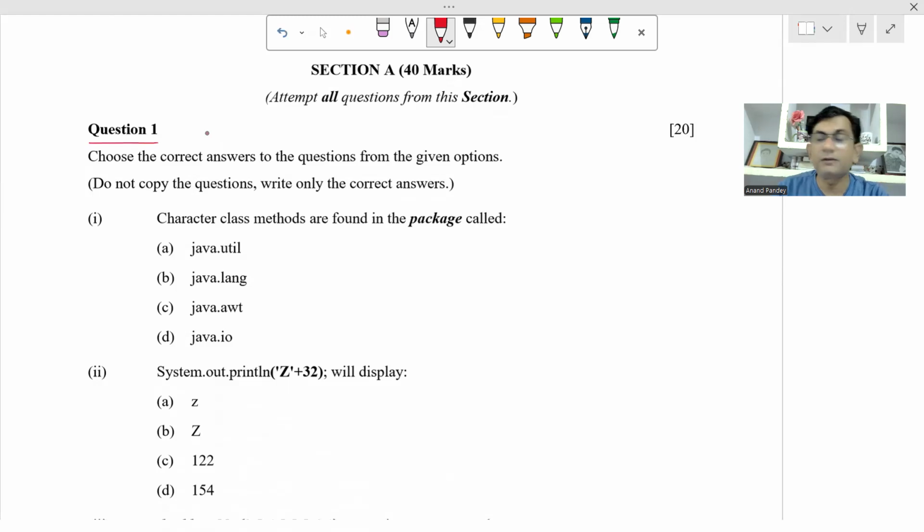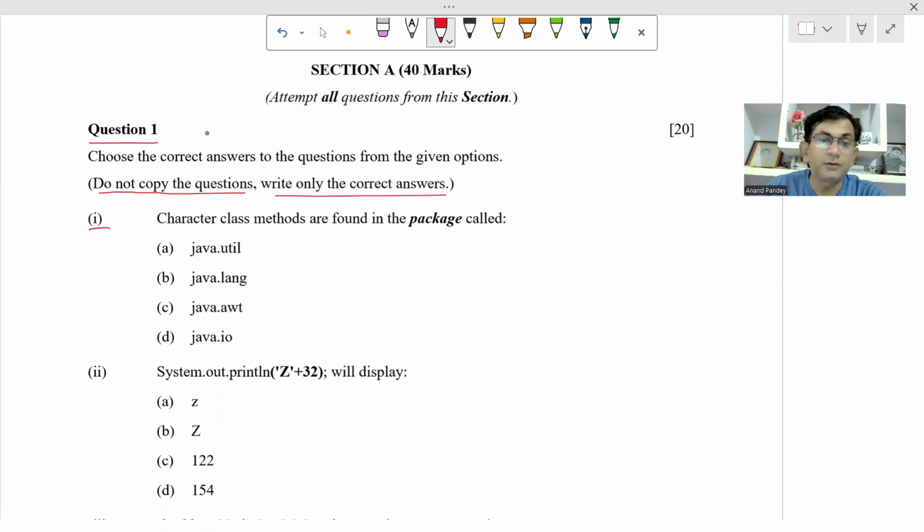In section A, there will be 2 questions. Question number 1 will have 20 MCQs, multiple choice questions, and question number 2 will have 10 short answer questions. So there are 40 marks in total. Here I am going to start question number 1. Kindly do not copy the question. No need to write the question. Write only the correct answers.